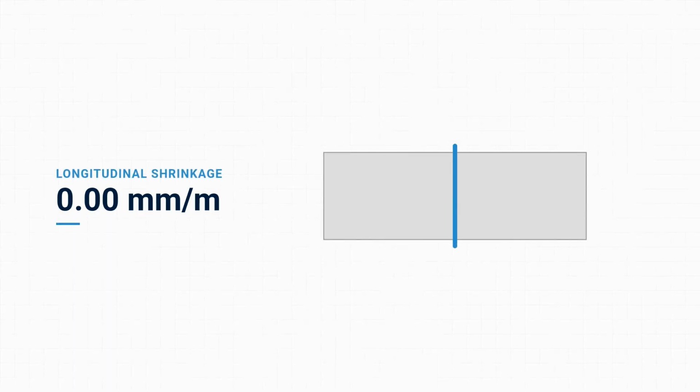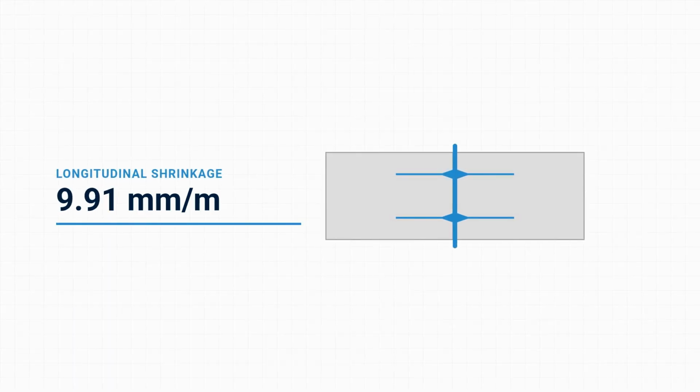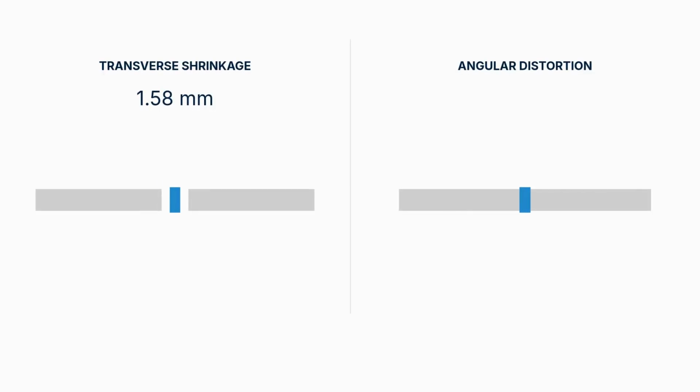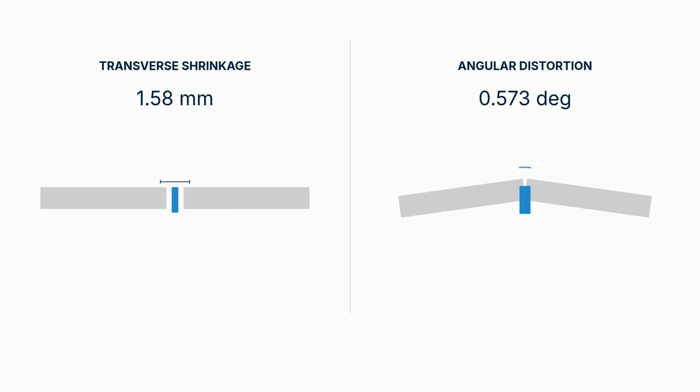The longitudinal shrinkage shows 10.0 millimeters per meter, indicating the contraction along the weld axis. The transverse shrinkage of 1.58 millimeters tells us the perpendicular contraction across the weld. The angular distortion of 0.573 degrees reveals the rotational deformation angle caused by uneven heating and cooling.